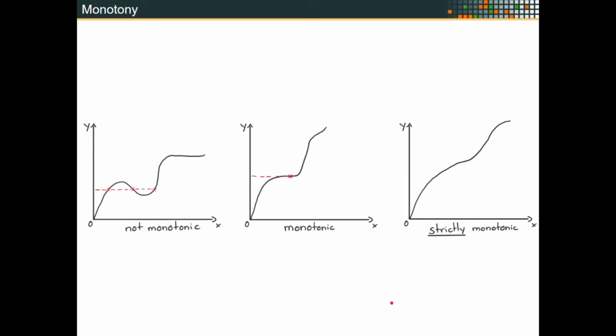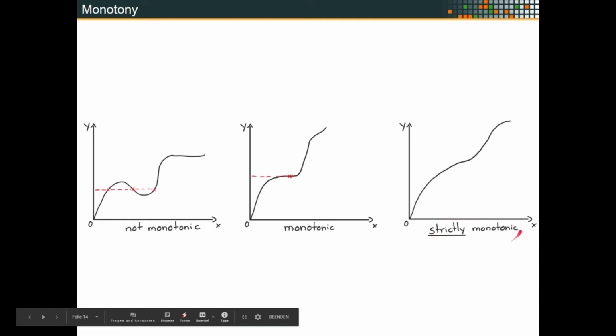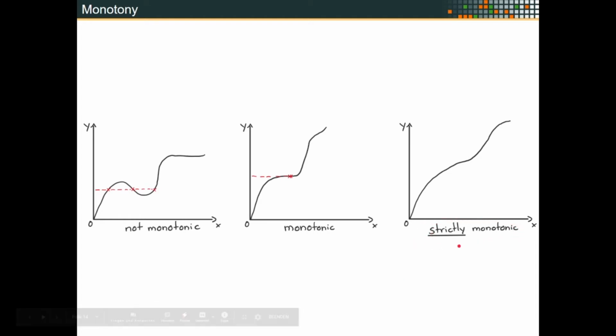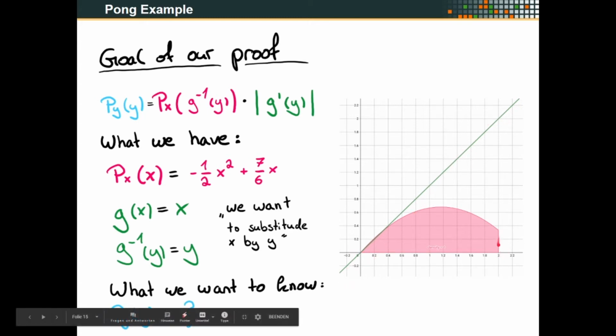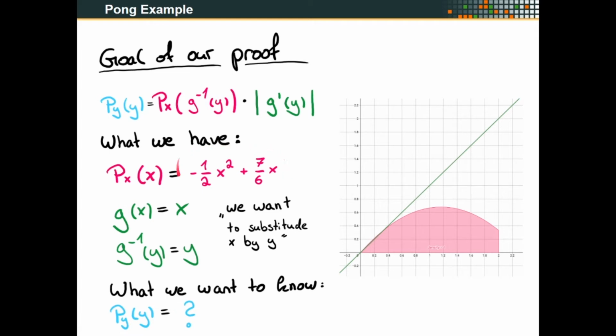First, we have to check if our transfer function is strictly monotonic, because only strictly monotonic functions are fit to be transfer functions. So for this, we have to know that a function only is monotonic if and only if there is only one x value for every y value, and is strictly monotonic if and only if it is increasing or decreasing steadily. Our probability density of how far away the cup is, is the integral between 0 and 2 of the probability density function minus 1/2 x to the power of 2 plus 7/6 times x.